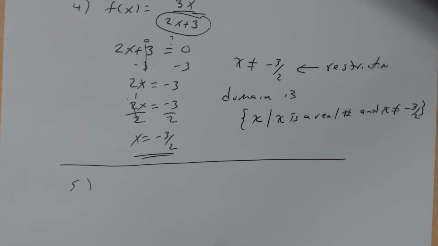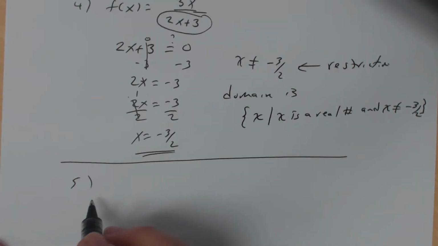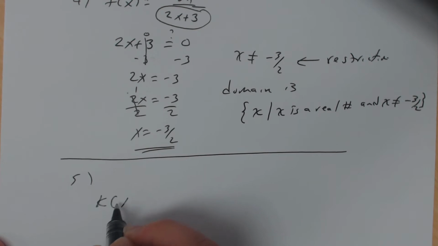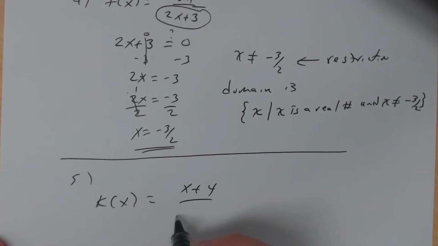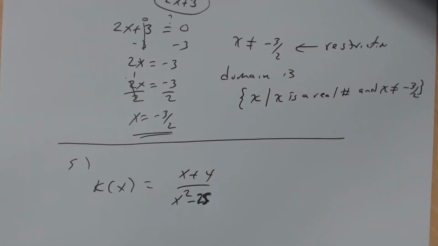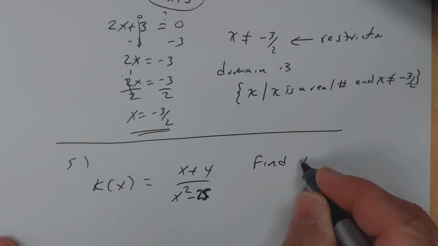Okay, number 5. Suppose we had k of x equal x plus 4 over x squared minus, let's say, 16. Oops, let me change it. x squared minus 25. Let's do that one. So x plus 4 divided by x squared minus 25. Again, the same thing. You want to find the domain.